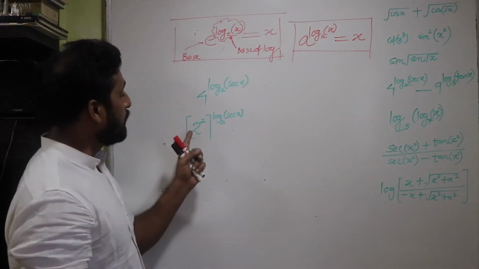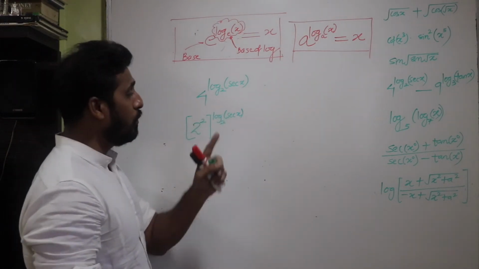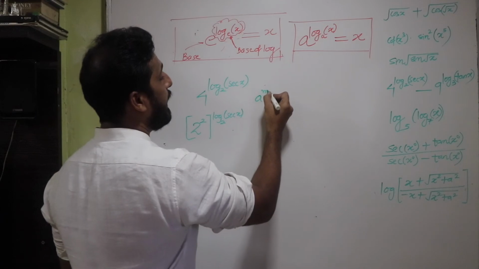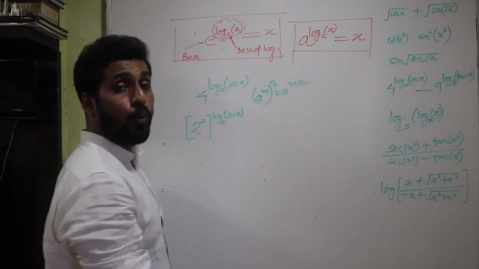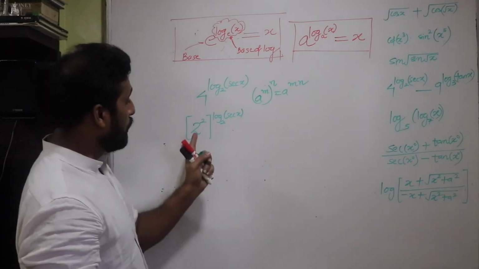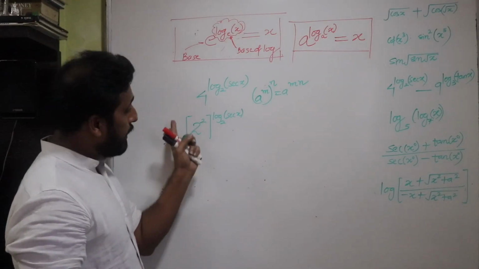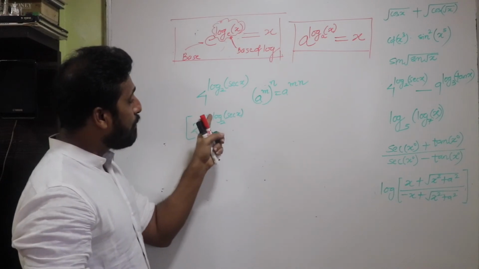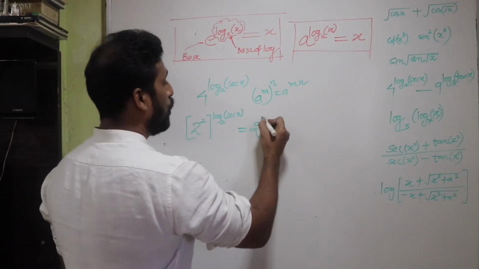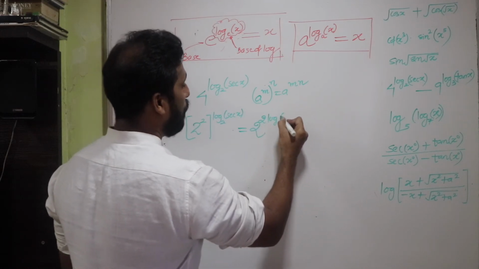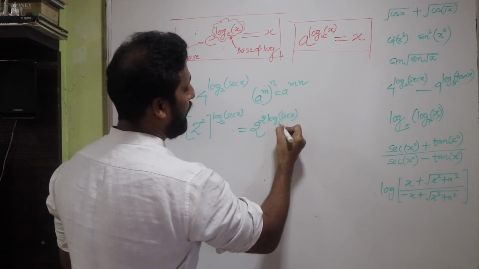Now if you observe this 2 square and then raised to some log, do you remember that a raised to m whole raised to n can be written as a raised to m into n? So the m and n can be multiplied. So here also 2 raised to 2 raised to term of log. This 2 can be multiplied here. That means I can write 2 raised to 2 log of sec x to the base 2.